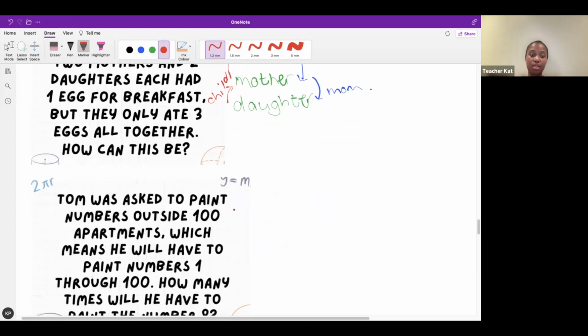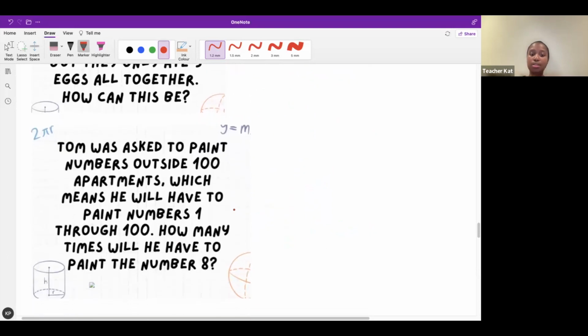Okay, and the last one. Oh, this is going to take forever. Tom was asked to paint numbers outside 100 apartments, which means he will have to paint through numbers from 1 to 100. How many times will he have to paint the number 8? This one you can literally just figure out, guys. You just write a bunch of numbers. How many times does he have to?